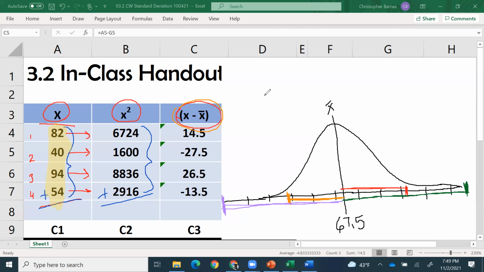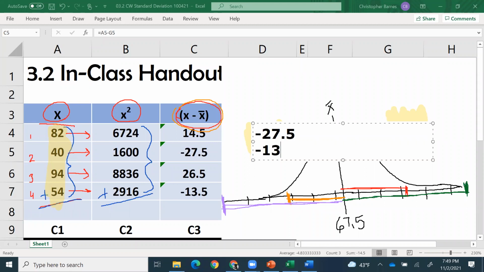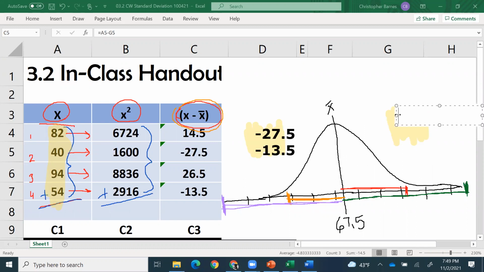What I want to show both of you is this. If we sit back and add up the positive deviations and we add up the negative deviations, something's going to happen. When we sit back there and we look at the negative deviations, they are negative 27.5 plus negative 13.5. And then our positive deviations are 14.5, 0.5, and then 26.5.